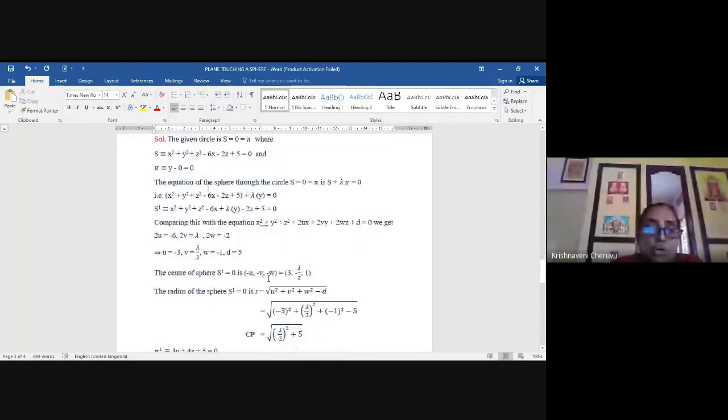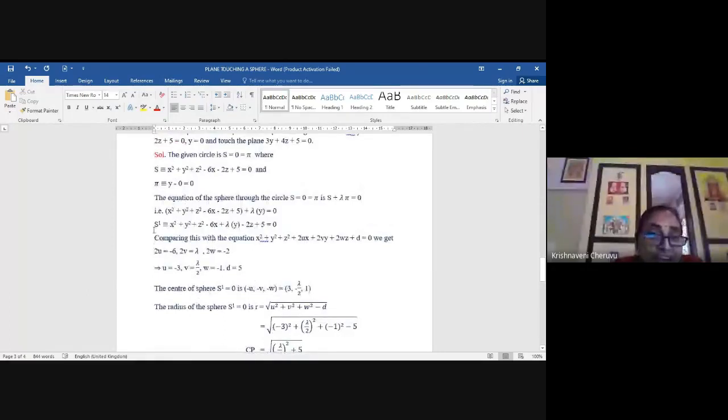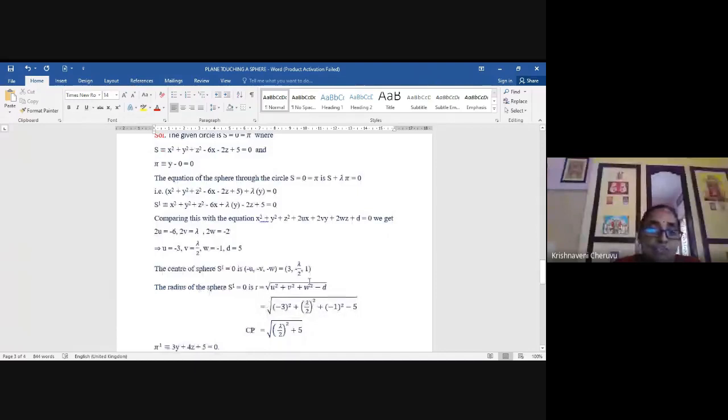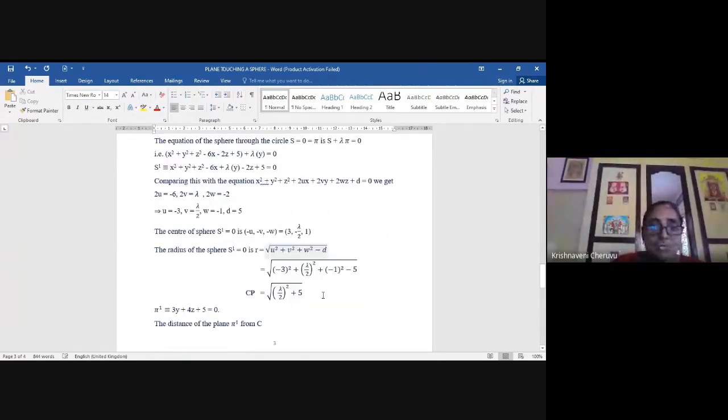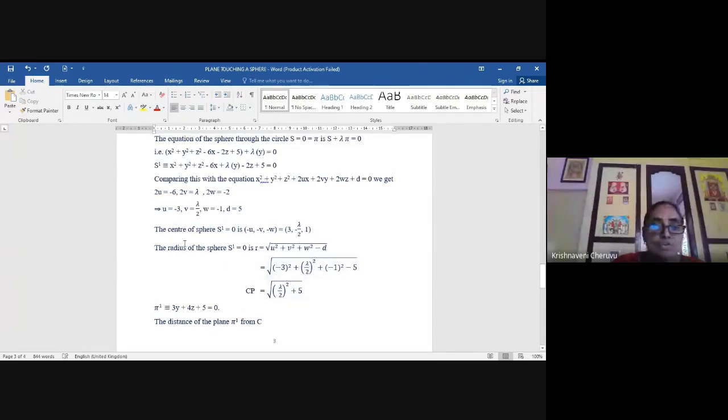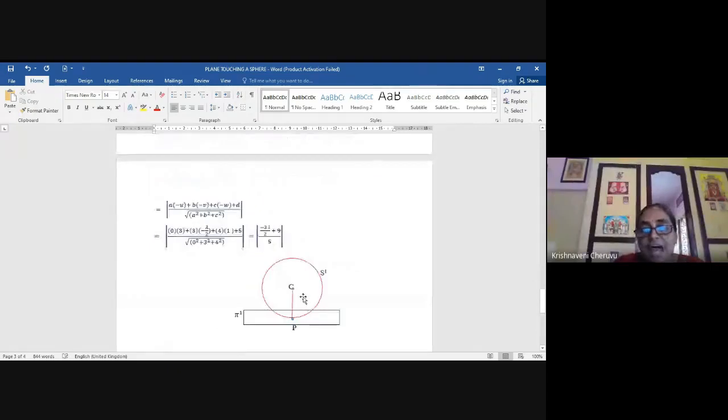Now you are finding out the center of this required sphere S dash. The center of the sphere S dash is minus u, minus v, minus w. Minus u means 3, minus v means minus lambda by 2, minus w means 1. And the radius of the sphere is the square root of u square plus v square plus w square minus d. So u is minus 3, squared, v is lambda by 2, squared, w is minus 1, squared, and minus d means minus 5. You will get this.